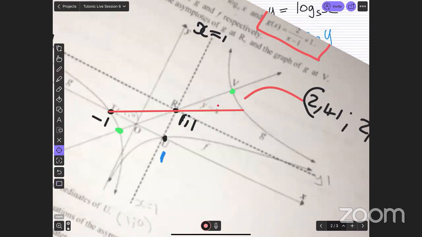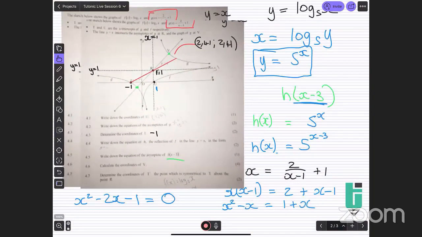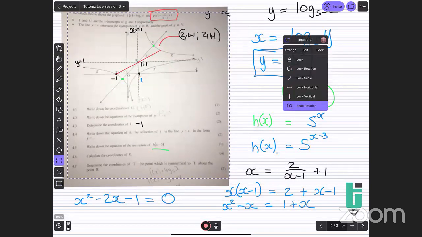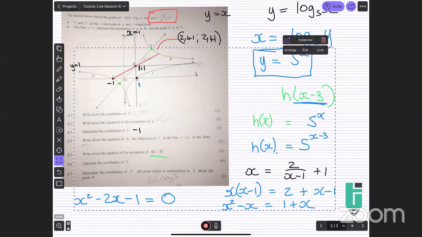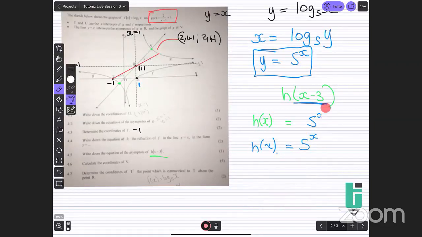Yeah, so do you just change the sign? No, you use the midpoint formula. So it will be: you'll say x plus -1 divided by 2 is equal to 1. 0 plus y divided by 2 is equal to 1. Then you calculate it.